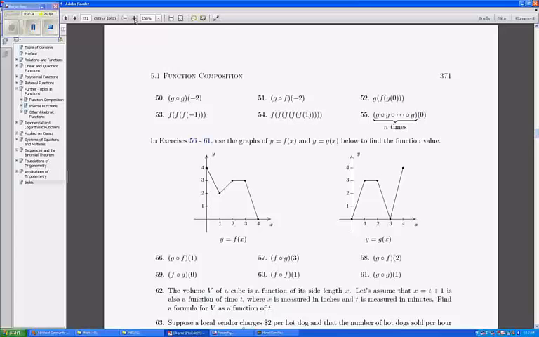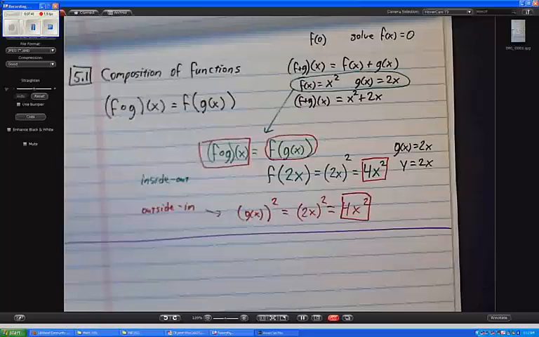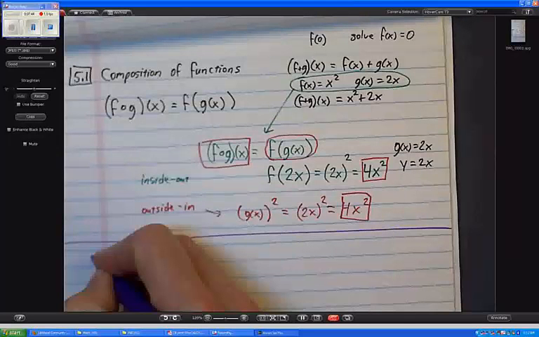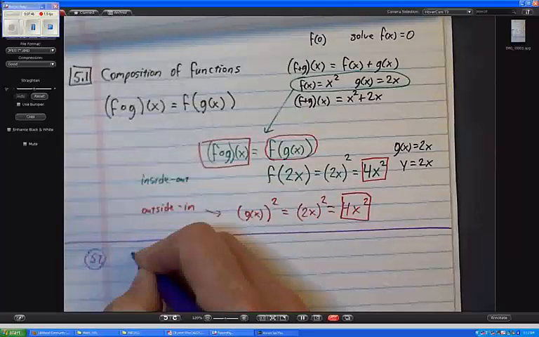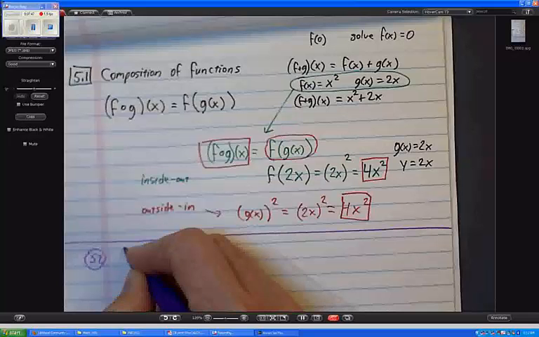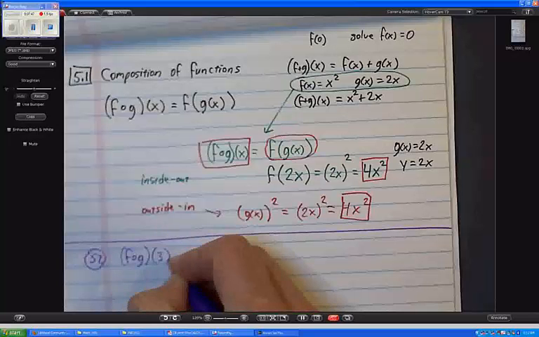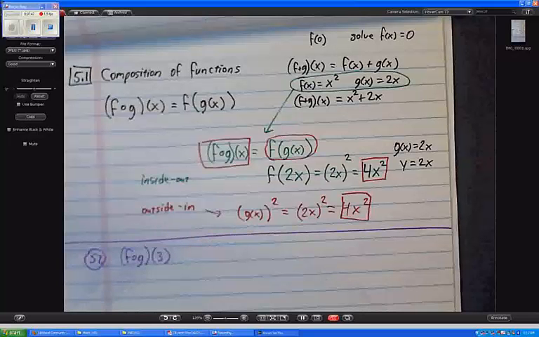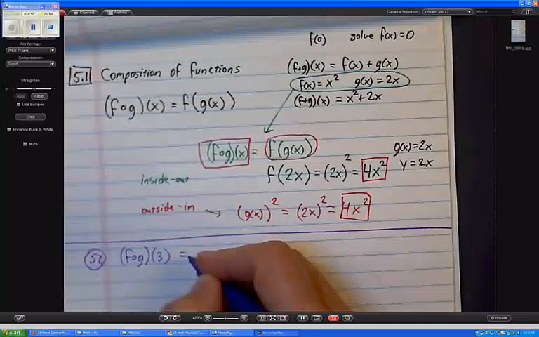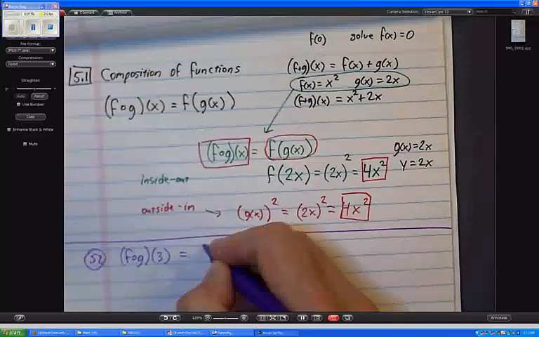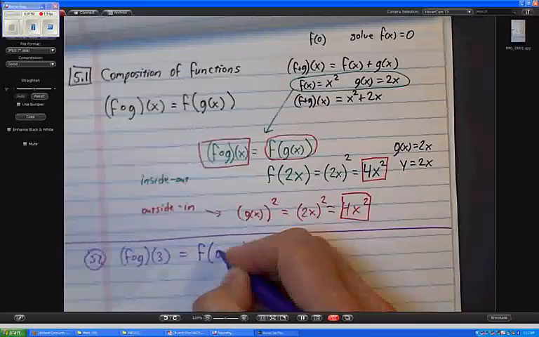So I need to look at that graph. Let's see. 57 asks me to compute f composed with g of 3. Well, what I do is I say, that is f of g of 3.